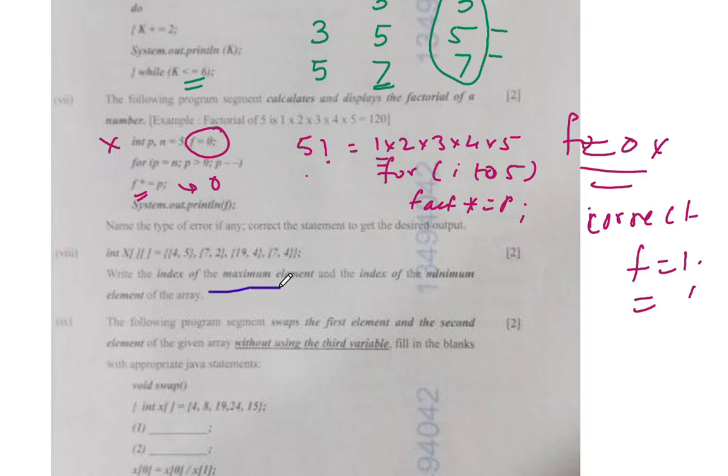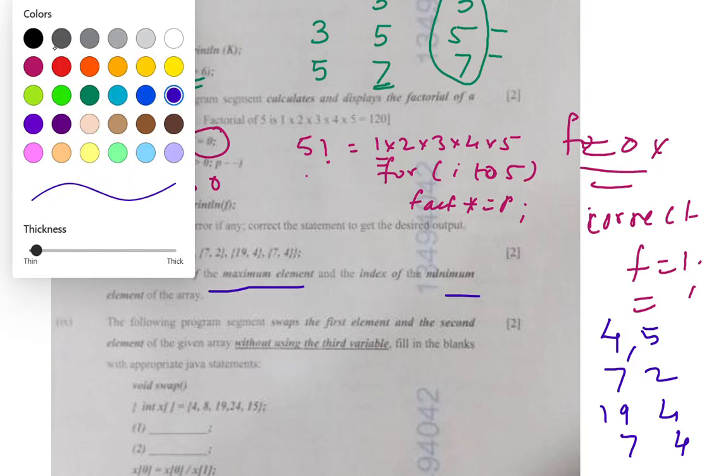Now find the index of the maximum element and the minimum element in the array. What you can do over here, this is a 2 into 2 array, correct? So I think 2 columns are there. So let me write 4, 5, just to simplify it. 7, 2, 19, 4 and 7, 4. What will happen now? How will my index be, tell me.